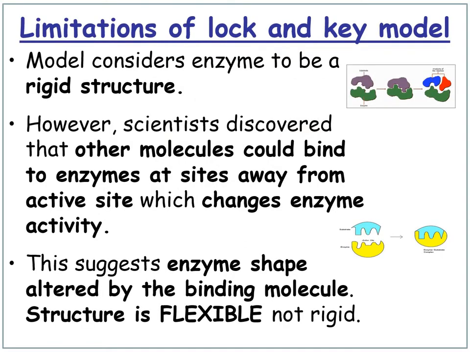However, there are some limitations of the lock and key model. So the model kind of considers the enzyme to be a rigid structure. However, scientists discovered that other molecules could bind to the enzymes at sites away from the active site, which changes the enzyme's activity, which you'll go on to later about competitive and non-competitive inhibitors. They bind somewhere else on the enzyme and change the enzyme's activity. And this suggests that the enzyme shape can be altered by the binding of the molecule. And it also suggests that the structure is flexible, not rigid.